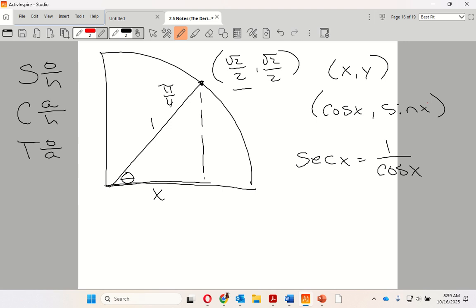Okay, so I'm going to do the math on this one. This is 1 divided by rad 2 over 2, right? But we can't have a fraction over a fraction. I have to multiply by the reciprocal of the bottom, which gives me 2 over rad 2. So knowing it's a reciprocal identity, I could take whatever my answer is and just flip it over.